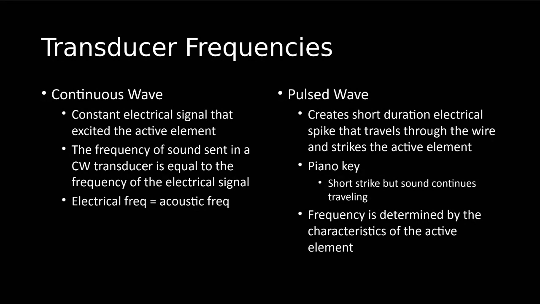So our pulsed wave transducer frequencies, we know that these waves are going to create these short pulses during that electrical spike that travels through the wire and strikes the active element. So when we have our system that's operating under pulsed wave, our machine is going to send that electrical pulse to the transducer, and then in the transducer, that electrical pulse is going to hit that active element and then send itself in. So this is very short. So again, like that piano key, you hit that piano key, right? Just a one little quick strike.